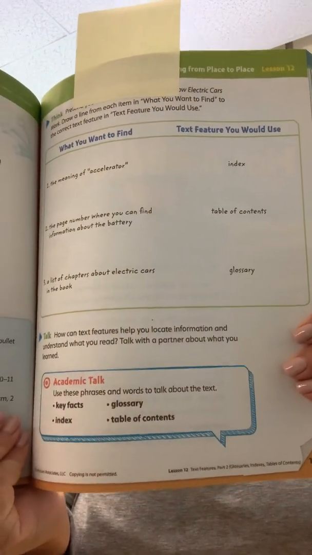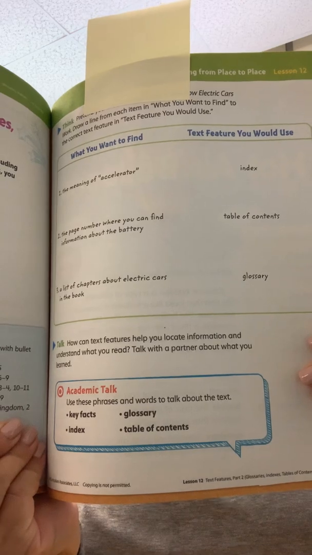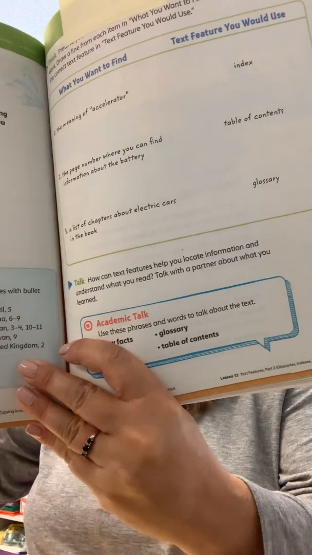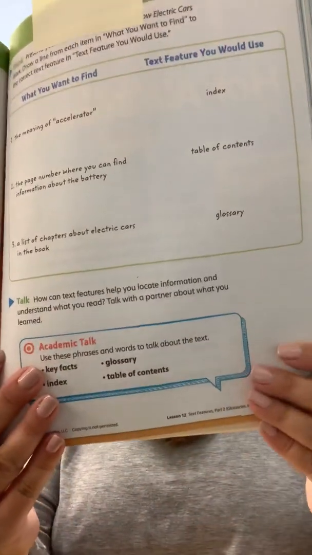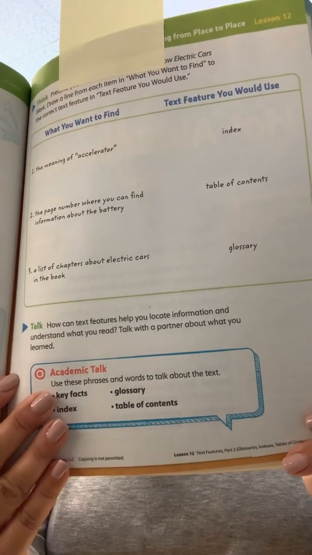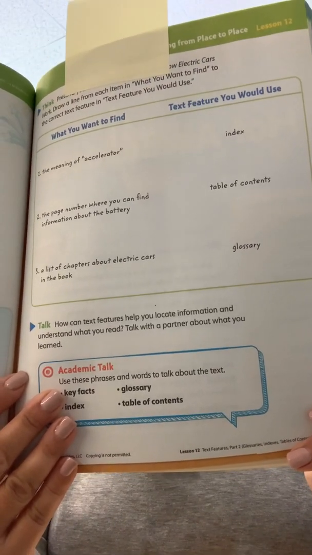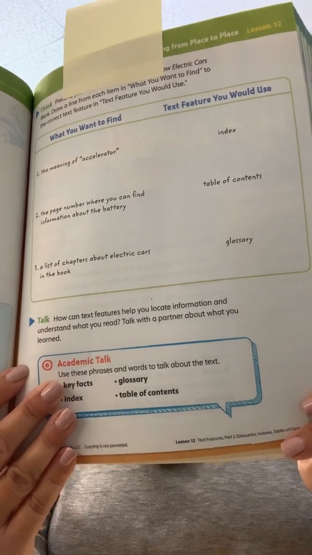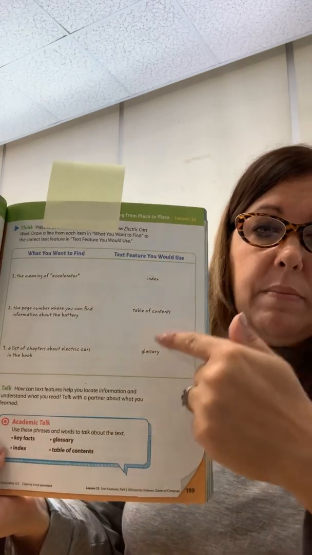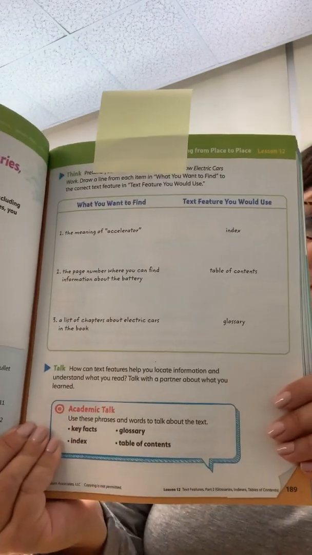What you're going to do on page 189 is you're going to pretend that you're reading a book called How Electric Cars Work. Draw a line from each item in what you want to find to the correct text feature you would use. So go ahead and pause your video. You're going to draw 3 lines on this page to the information they're giving you to match which text feature.